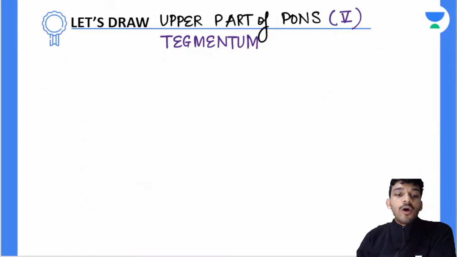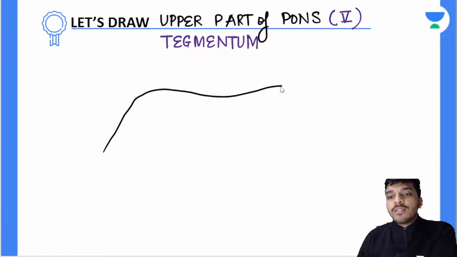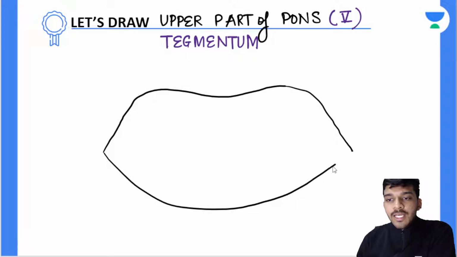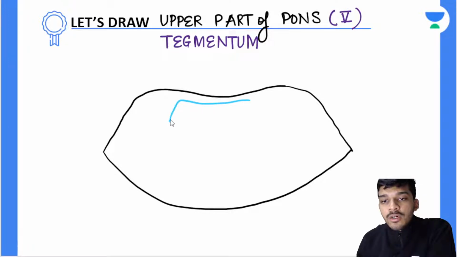So let's quickly draw the upper part of the pons and bring a closure to the sections of the pons. To draw the upper part of the pons, we are only drawing the tegmentum. So to only draw the tegmentum, let's say this is the section that you have to draw. In this section itself, in the center, you only draw the fourth ventricle.